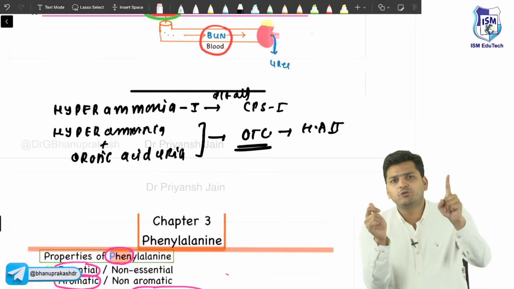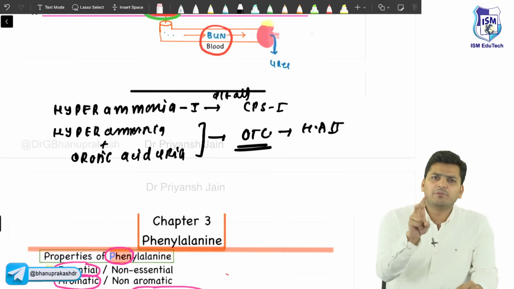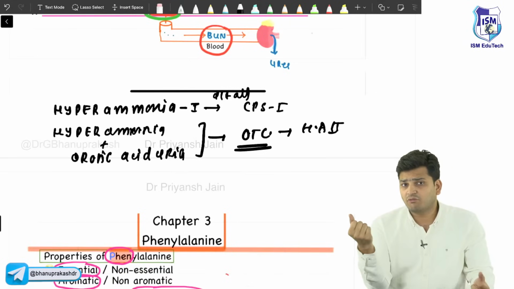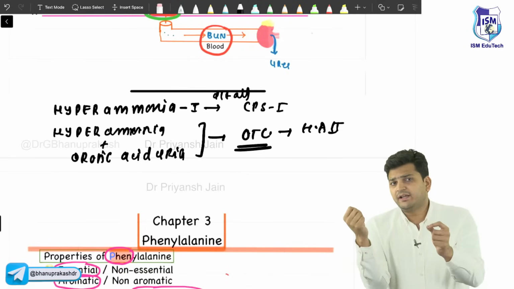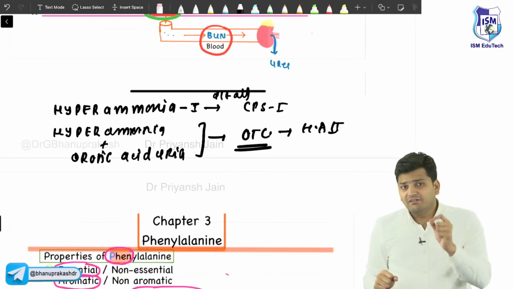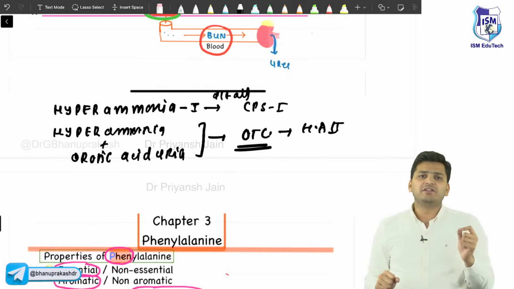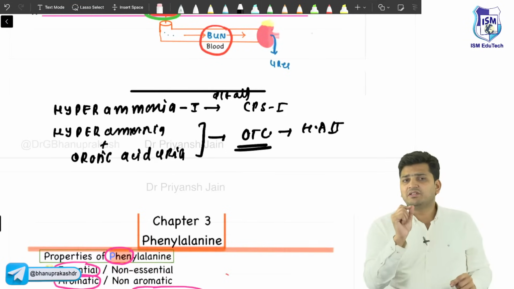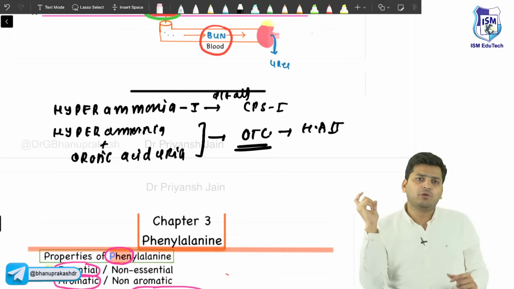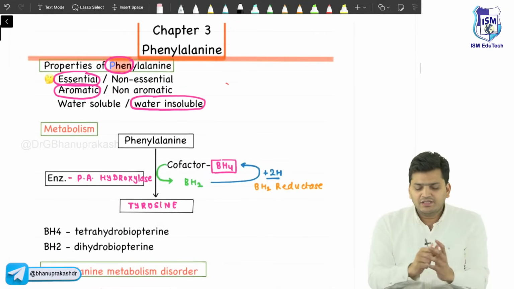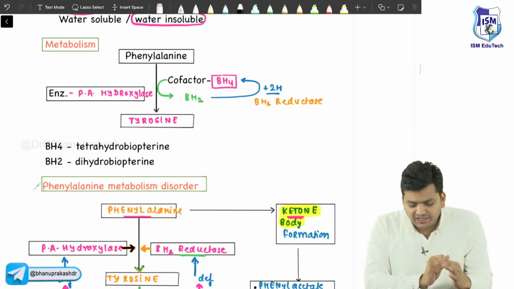Urea cycle, where is it going to occur? Liver. 5 reactions, 2 in the mitochondria, 3 in the cytoplasm. How much ATP will be used? 3. If they ask phosphate, 4. What is the rate limiting enzyme? CPS1. Who is the activator of CPS1? NAG. If there is any problem in the urea cycle, that condition is called hyperammonemia. It can be type 1, type 2. If they mention the word orotic aciduria, it is type 2. If they do not mention it, it is type 1. Done.